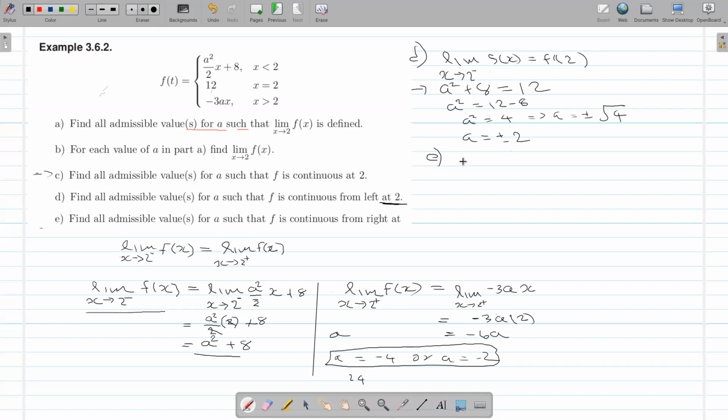Okay, let's see. Here, what should happen? The limit as x goes to 2 from the right of f of x has to be equal to what? f of 2 again, no? So f of 2 is what? 12 here, and this guy I know from here, no? Negative 6a. Okay, how can I solve this one? This one I have to divide both sides by negative 6. Okay, so this cancels out, and a is equal to what?